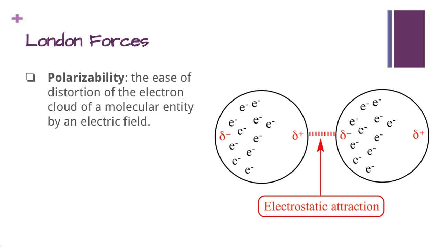Now, in terms of London forces, another definition we need is something called polarizability. That's the ease of being able to distort the electron cloud by an electric field. So it's how easy it is to push and distort these electrons to one side or the other.